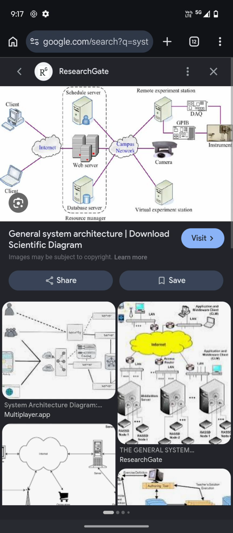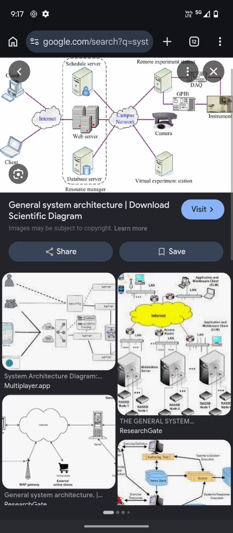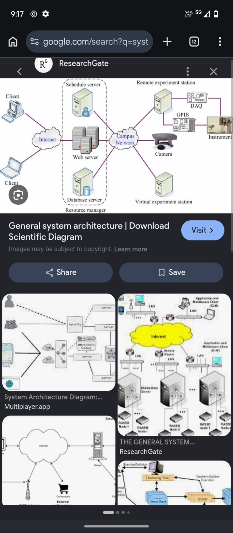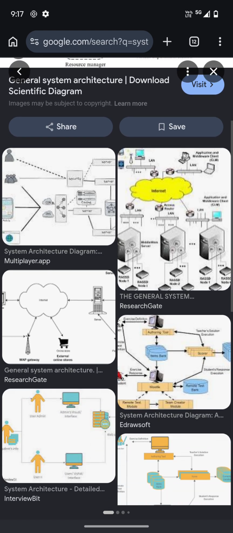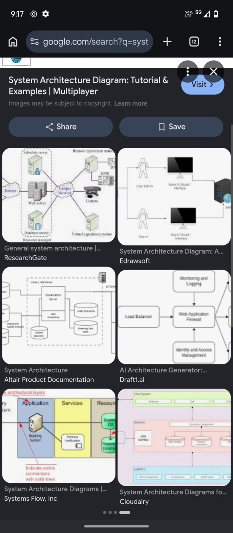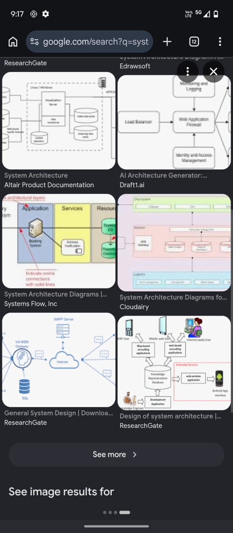So this is another kind of system design. You can see we have a web server, database server, and schedule server. We are scheduling some data, some campus network. We have some other servers. It is a simple architecture for another. Okay, let's see another design.